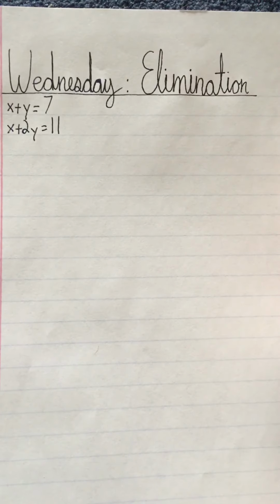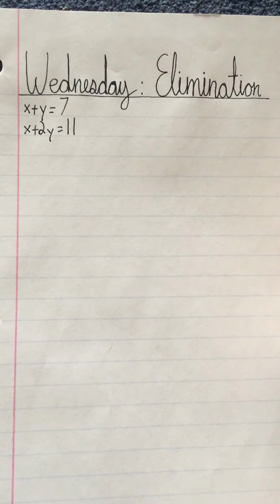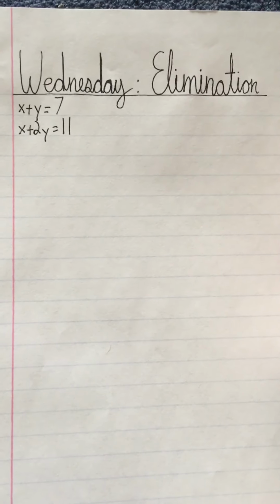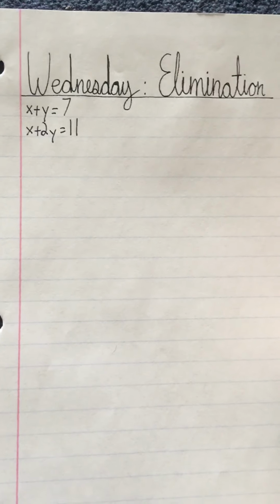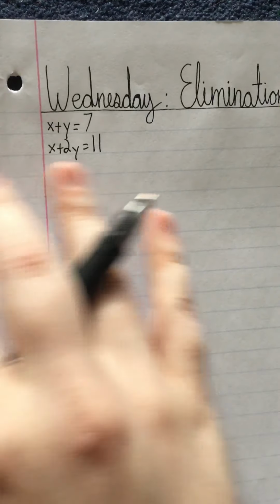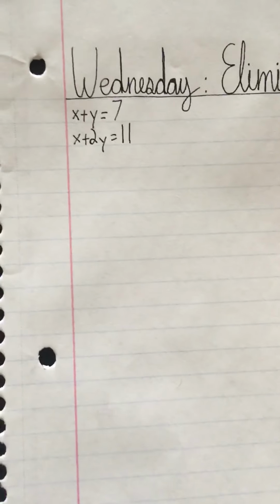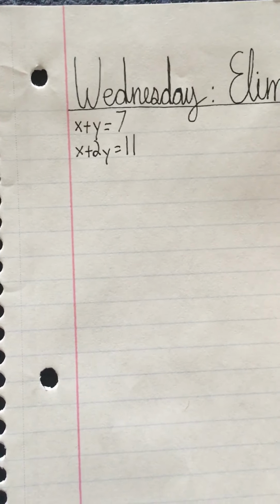Happy Wednesday, everyone. Today we are going to be working on elimination, which is pretty much everyone's fan favorite strategy for systems of equations. So this day should be pretty easy peasy for you guys. For this first system of equations, we have x plus y equals 7 and x plus 2y equals 11.